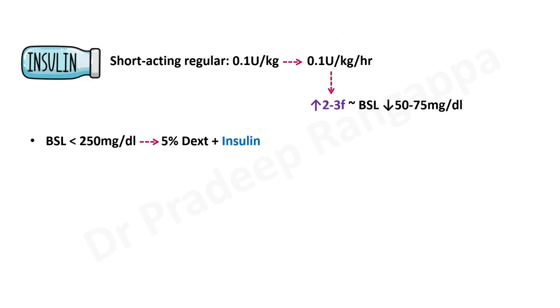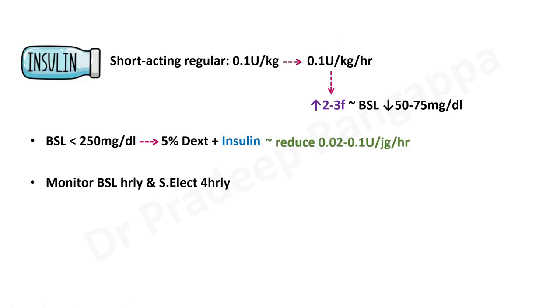As I said, once the blood sugar level comes to less than 250, you are expected to start 5% dextrose with insulin and start reducing the insulin by 0.02 to 0.1 units per kg per hour. As you would have increased, you are expected to start reducing as you see your glucose levels coming down to less than 250. It is important to monitor blood sugar at the point of care every hour and electrolytes 4 hourly, and it is extremely important in intensive care.